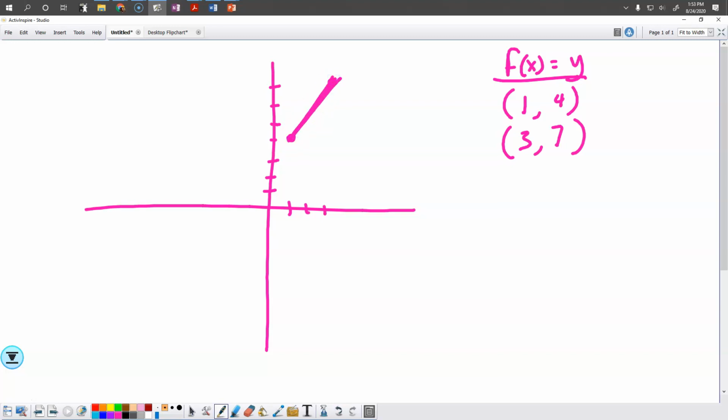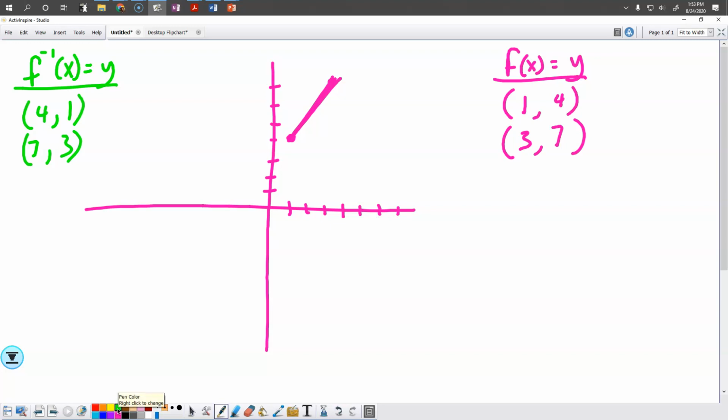Now, let's go ahead and do the graph of f inverse, though. For the graph of f inverse, it's going to have the same points, but they're going to be reversed. It's going to be (4, 1) and (7, 3), because that's what inverses do. Now I'm going to graph that. So I'm going to go over 4 and up 1, and then over 7 and up 3. So here we go. And there we go. So those two graphs there would be inverses of each other.